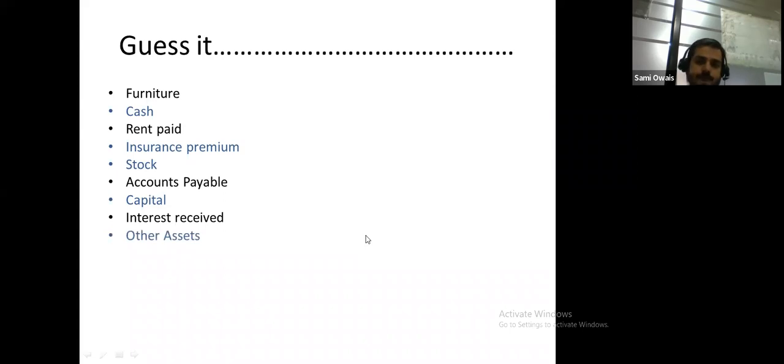Other assets. Where do you put the other assets? Personal, real, nominal? Would you mind keeping putting it on the chat, guys? Okay. Real account, because the reason is very simple. All the assets would be the real account. Simple logic. You don't need many things to understand this. Simply put, if it is an asset, that has to be a real account. Absolutely right.